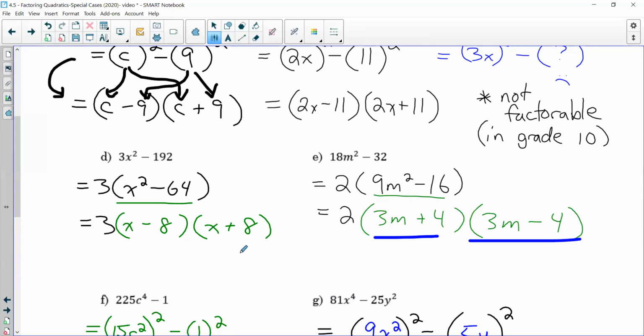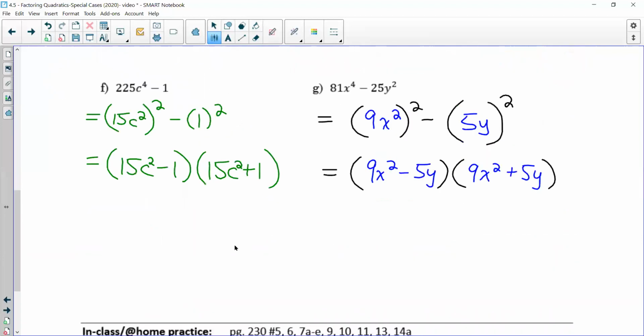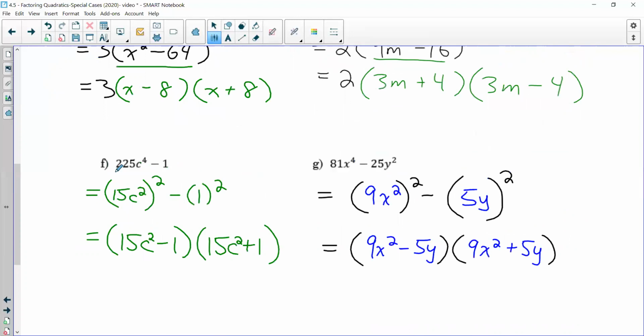And just a couple more just to quickly get through here, and we'll wrap this up. A little sneaky here, 225 is actually a perfect square. And you might say, whoa, this c to the power of 4, that's interesting. Well, the 225 is 15 squared. The c to the power of 4 is c squared squared. Remember your power laws. So these two put together will give you 4. 1 is definitely a perfect square. So that does fit a difference of squares pattern. Two terms, perfect squares being subtracted. And there's your factored form.